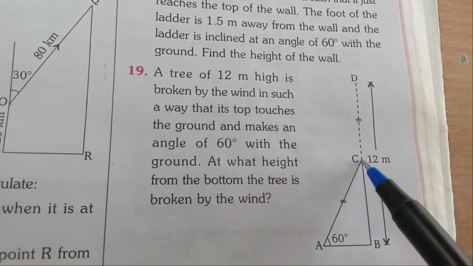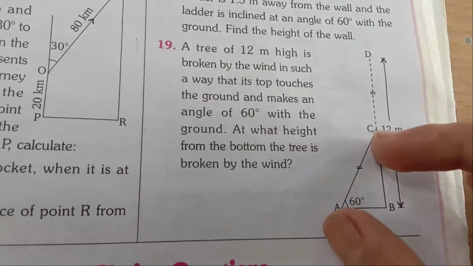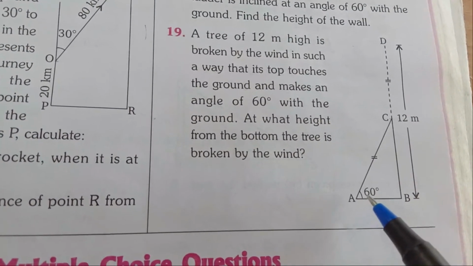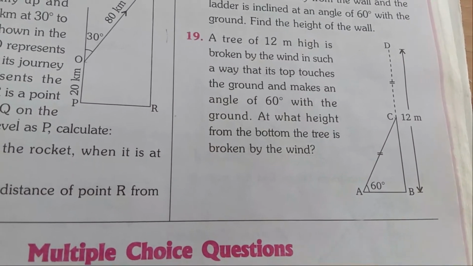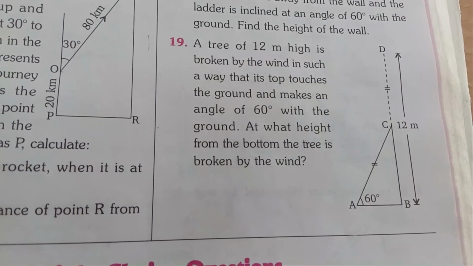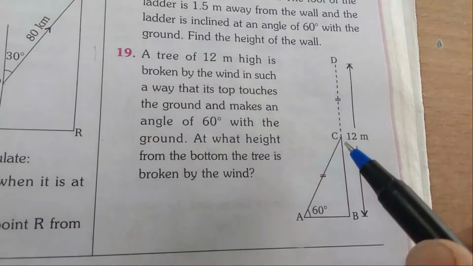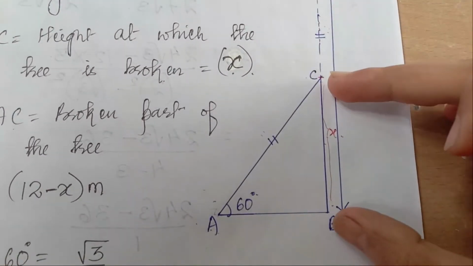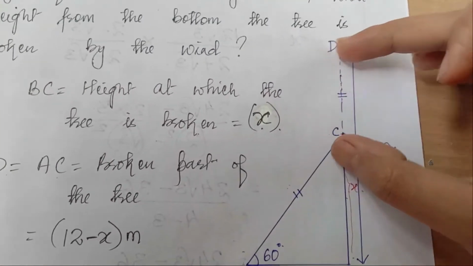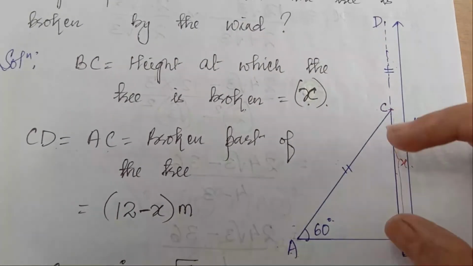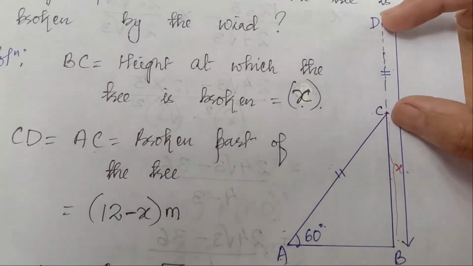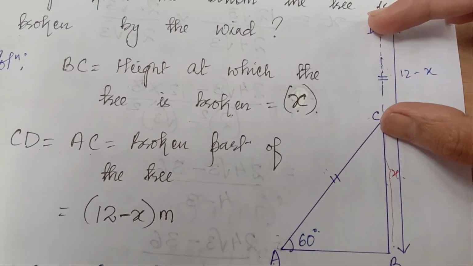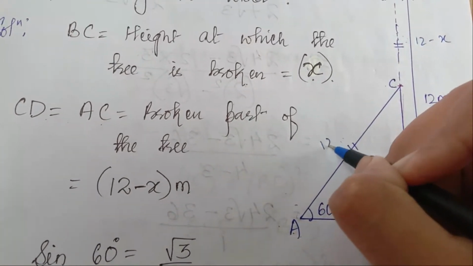So the tree is broken at the point C, so this broken part is here, okay. The top of the broken part just touches the ground at an angle of 60 degree. So you have to find the height from the bottom at which the tree is broken by the wind. So at what height this tree is broken, means you have to find the value of BC here. We don't know the value of BC, so let's take X, and these two are equal because this broken part is here. So this is X. If this is X, then this part will be 12 minus X, this is 12 and this is X. So this is 12 minus X, that means this is also 12 minus X.